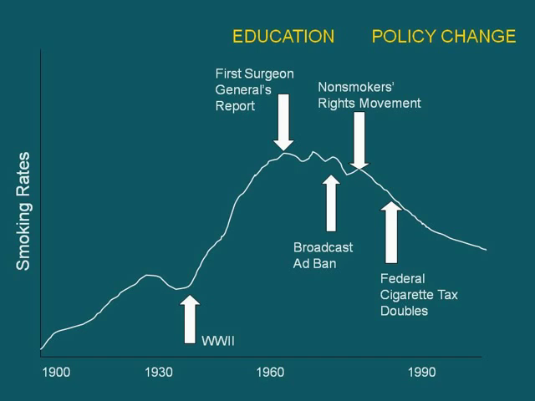And that increase continues until the first Surgeon General's report, which is really when a period of education came in. And that education period prompted policy changes, which you can see with the first broadcast ad ban that prohibited cigarette advertisements from being on TV or radio. And then later on we see the federal cigarette tax doubles. And this is when smoking rates really have a steep decline.